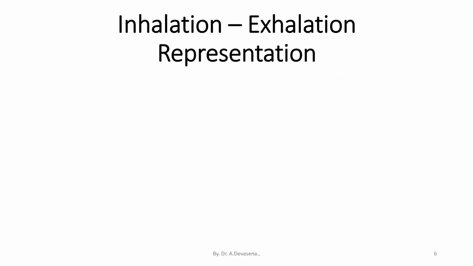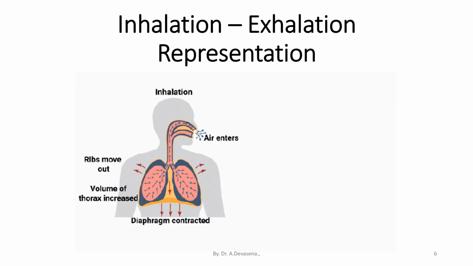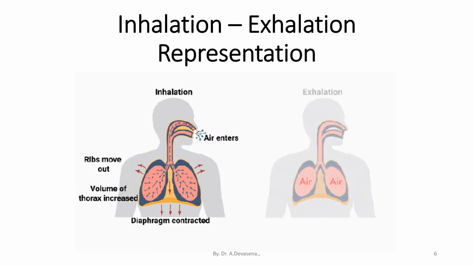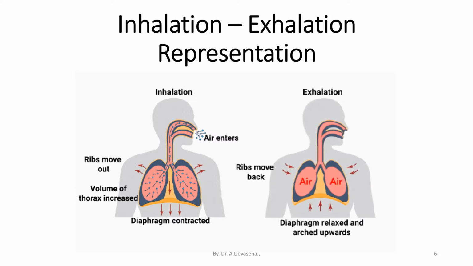Inhalation and exhalation representation is shown here. During inhalation, air enters into the windpipe. Due to that, the ribs move out. The volume of the thorax increases. Because of this activity, the diaphragm contracts. Now, during exhalation, air leaves. How does the air leave? The diaphragm relaxes and arches upwards. Due to this, the volume of the thorax decreases. The ribs move back and air leaves from the nose. This process is represented here.